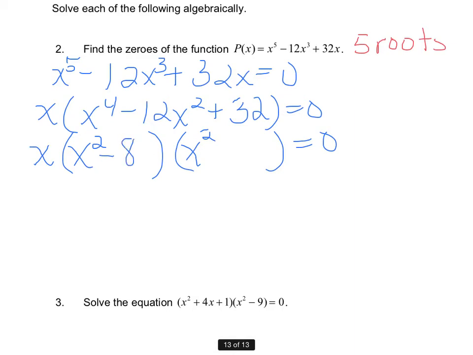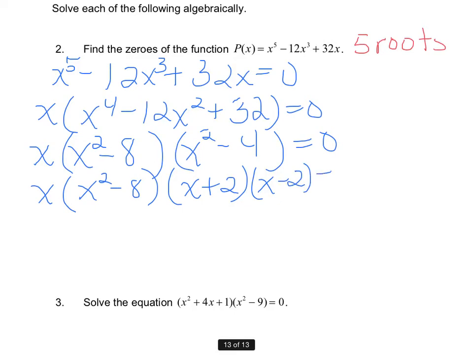So it's a minus 8 and a minus 4. All right, I can't do anything more with the x. I can't do anything more with the x squared minus 8. But x squared minus 4 is a difference of squares, so it's going to be x plus 2 times x minus 2. The only thing I have left to do is t-bar, but right now I'm getting a little nervous, and hopefully you're getting nervous with me because I'm only seeing 4 roots. Well, let's see how this goes.